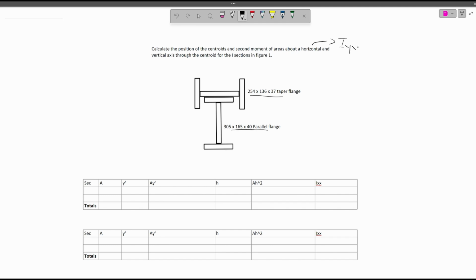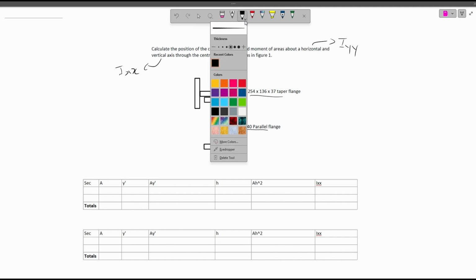Horizontal is Iyy, vertical is Ixx. So we're dealing with two I sections.